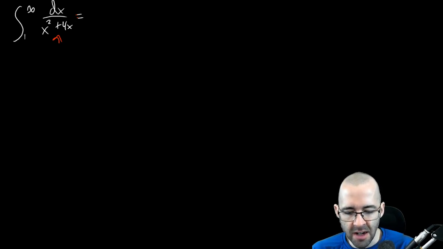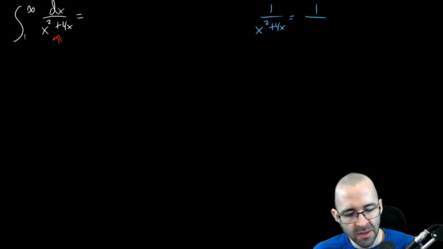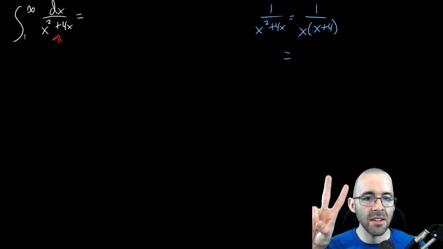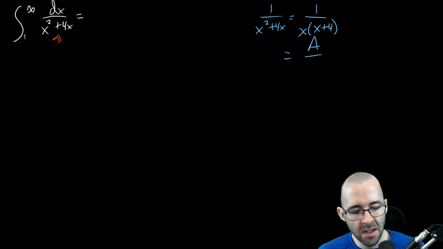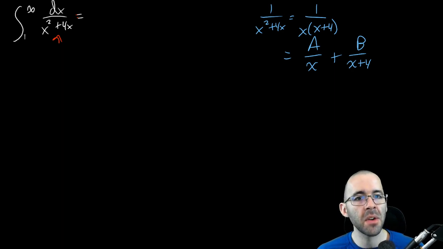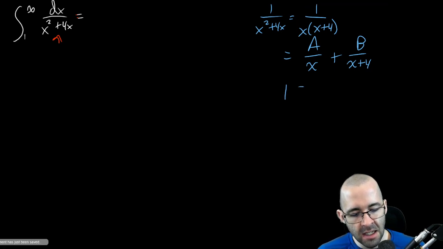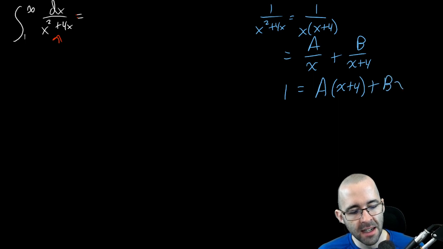So if we factor this denominator, I'm going to go off to the side. 1 over x squared plus 4x is equal to 1 over x times x plus 4. And we know from partial fractions, we have two distinct linear factors. So this will be some number over the first plus another number over the second. And then we just have to solve. So we multiply both sides of this equation by the LCD. You get 1 is equal to a times x plus 4 plus b times x.